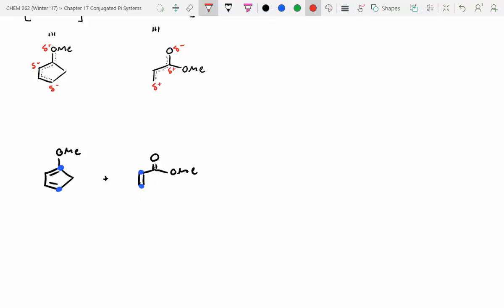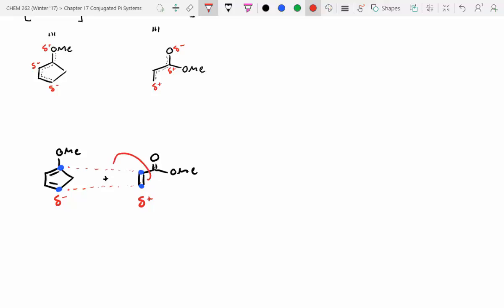Okay, so I'm going to go ahead and label this one as partial negative. And then if we look at my dienophile, one of those two carbons also has a partial charge. Specifically, the lower one's partial positive. So those two carbons are going to be really attracted to one another for the Diels-Alder reaction. So I'm going to line those up, draw my dashed line.